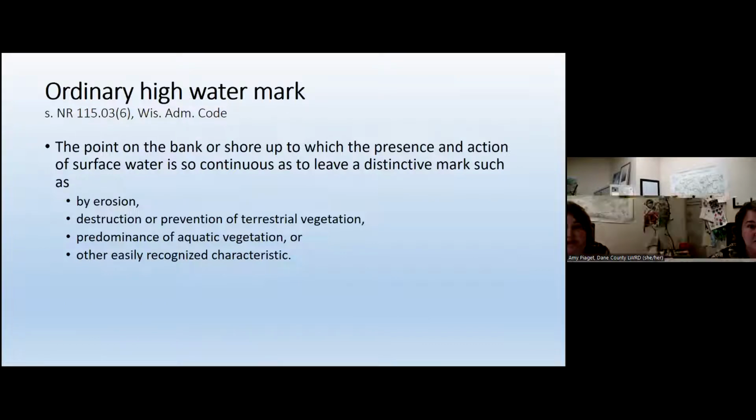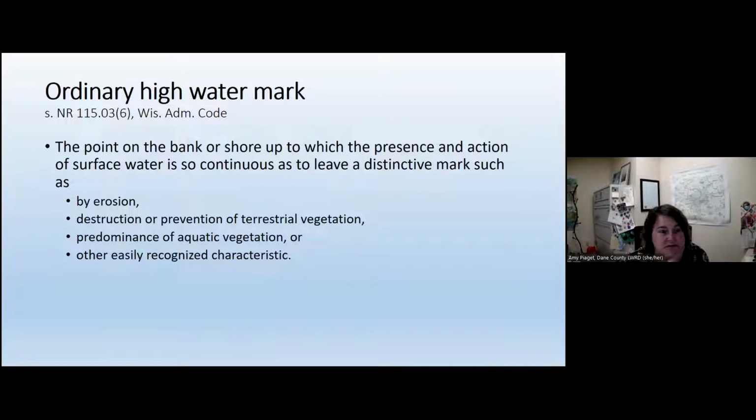So there's a few other definitions that get pretty specific in NR 151 that refer to other codes as well. So ordinary high water marks, some of the standards, particularly the tillage standard, apply and address this kind of ordinary high water mark, and you need to distinguish this. So it's the point on the bank or shore where the presence or action of surface water is continuous and leaves a distinctive mark. So, you know, it could be erosion that's showing where that ordinary high water mark is.